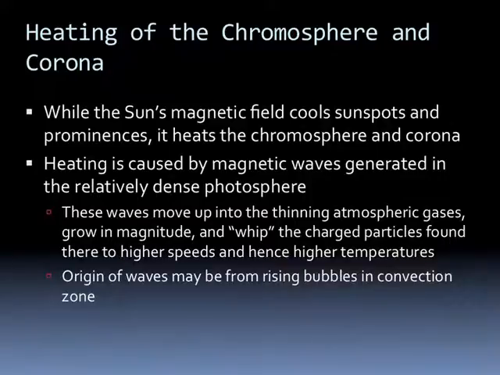So, while the sun's magnetic field cools sunspots and prominences, it actually heats the chromosphere and corona. Heating is caused by magnetic waves generated in the relatively dense photosphere. The waves move up into the thinning atmospheric gases, they grow in magnitude, and they whip the charged particles back and forth to higher speeds and therefore higher temperatures. The origin of the waves may be from rising bubbles in the convection zone.